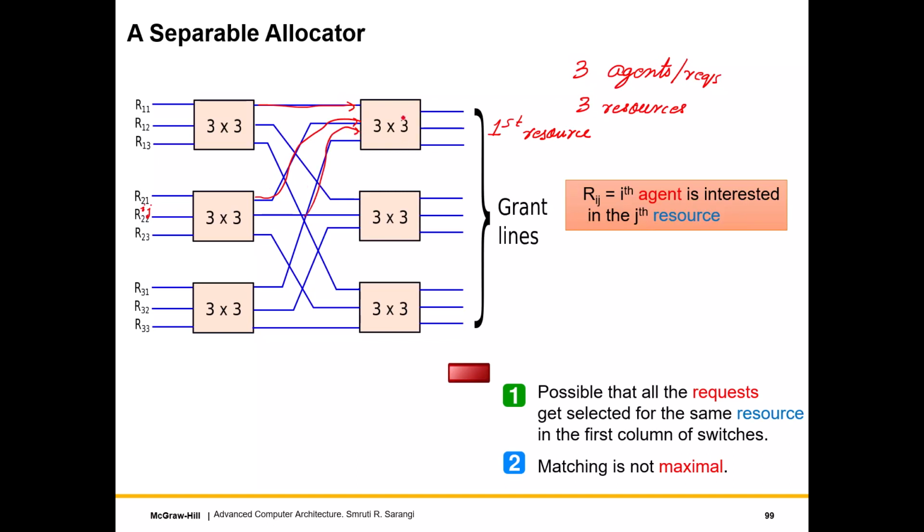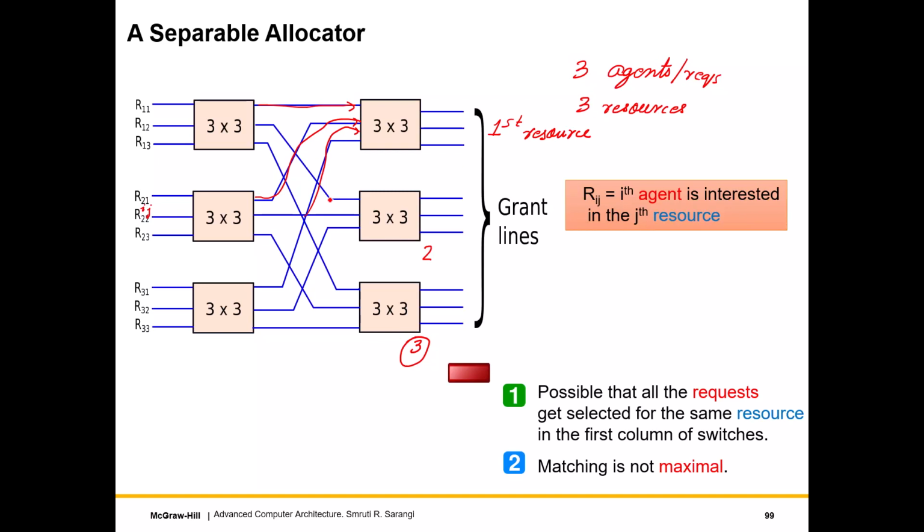right? Then it figures out that look, one of them needs to be granted, and it makes the grant. Similarly, this is for the second resource, this is for resource number 3. So this is an example of an allocator which is separable, where there are multiple agents, multiple resources, and a matching has to be done.